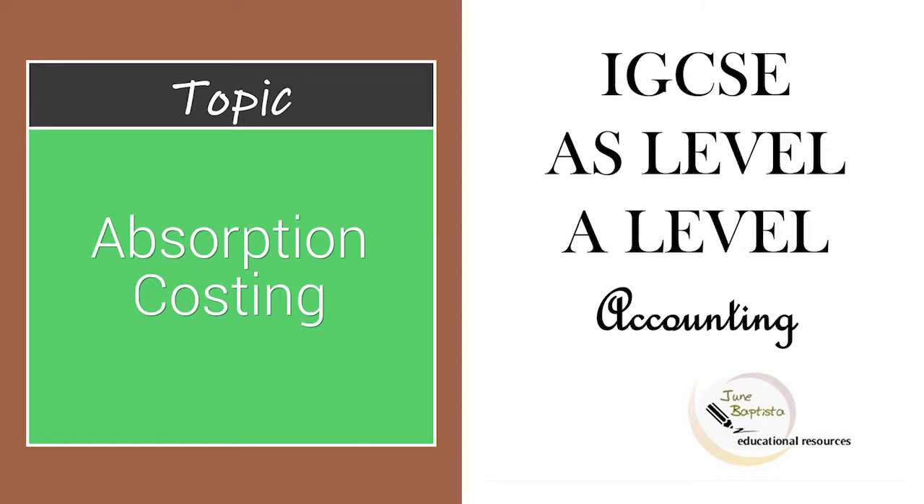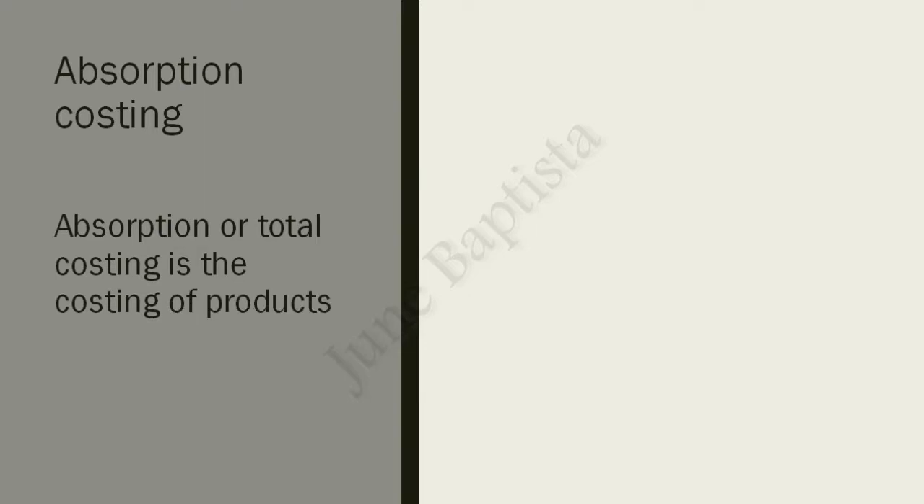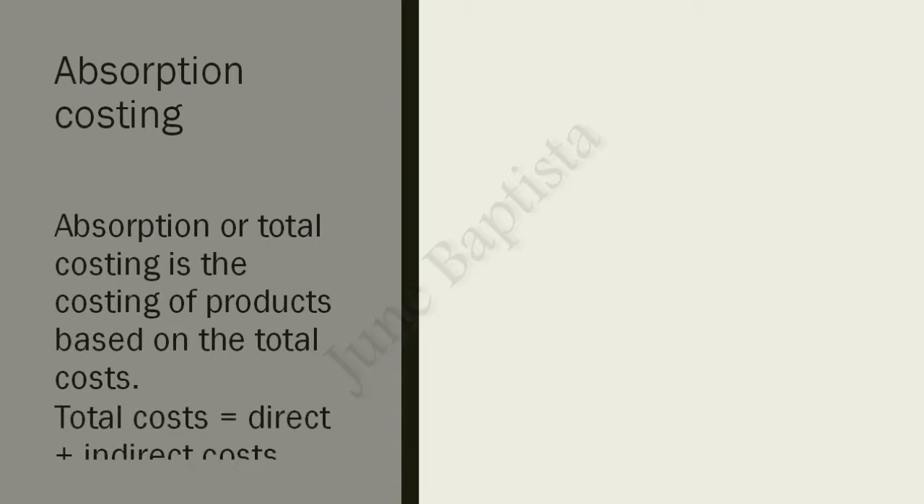Absorption costing. Absorption costing or total costing is the costing of products based on total costs. Total costs are equal to direct costs plus indirect costs.